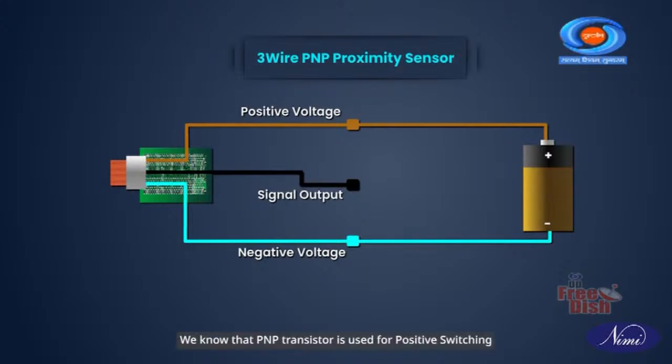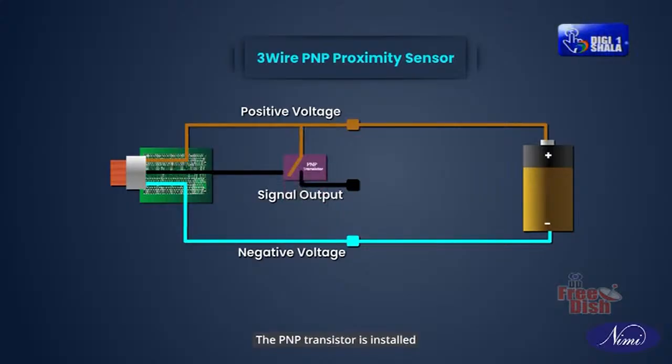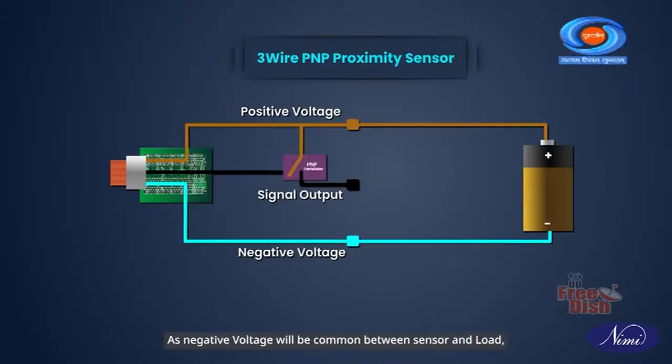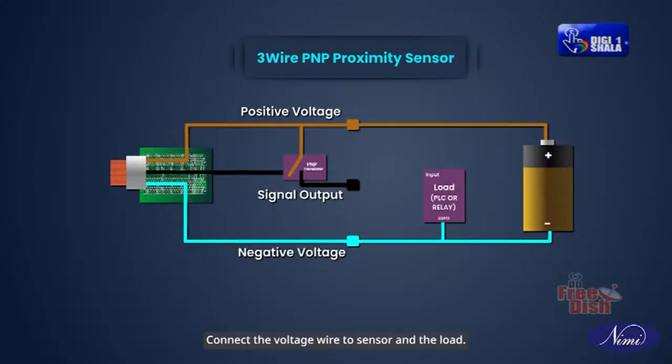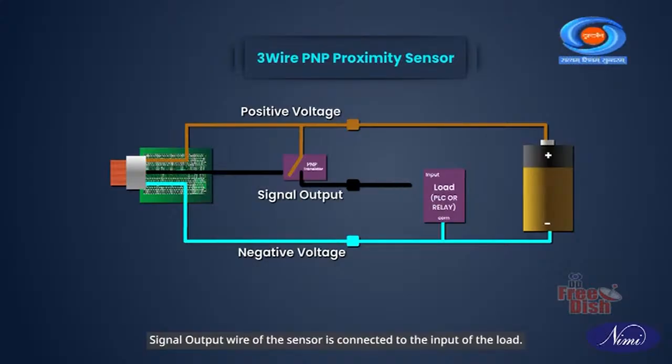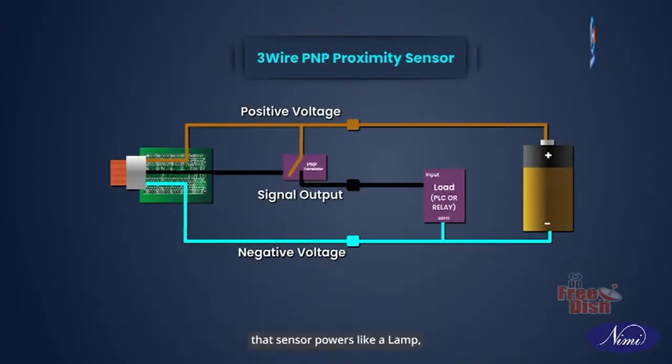We know that a PNP transistor is used for positive switching. The PNP transistor is installed between the positive voltage wire and the sensor signal output wire. As the negative voltage will be common between the sensor and the load, connect the voltage wire to the sensor and the load. The signal output wire of the sensor is connected to the input of the load. A load can be any device that the sensor powers, like a lamp, pneumatic valve, relay, or PLC.